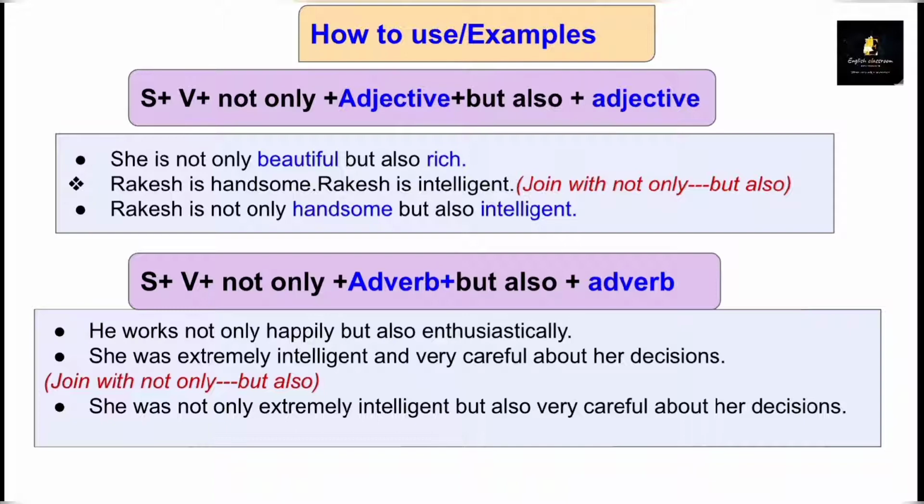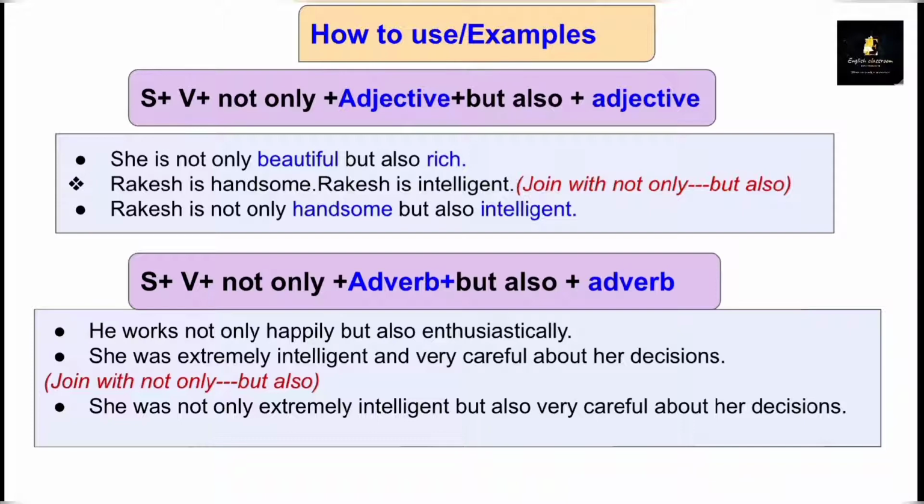Let's see the example. What kind of example will be asked in the examination? You will be given two sentences and you have to join those two sentences with the help of not only but also. Rakesh is handsome. Rakesh is intelligent. In this sentence, we can find out Rakesh is our subject, is our verb. And this one is common in both the sentences, so we'll take it as the common. Rakesh is not only handsome. Handsome is your first adjective, but also intelligent.